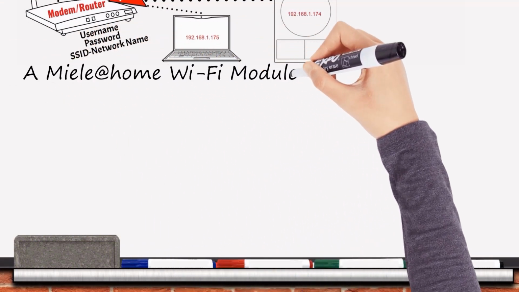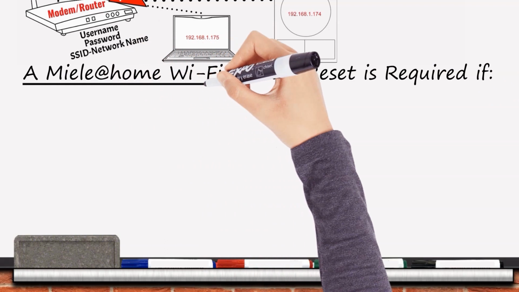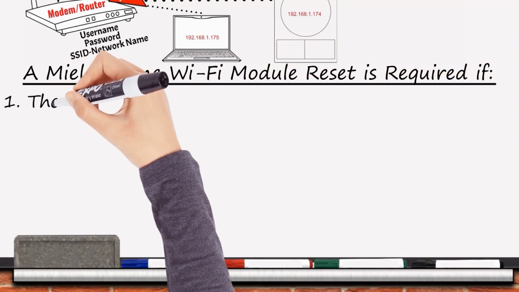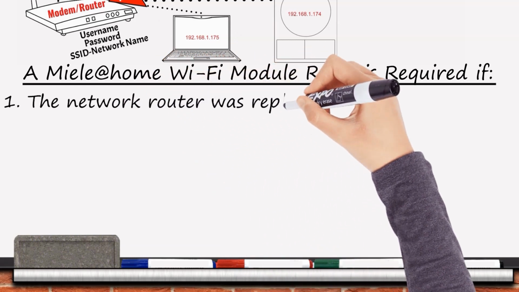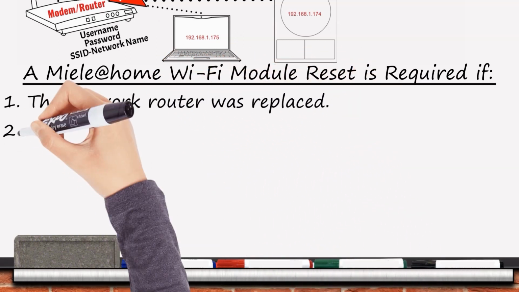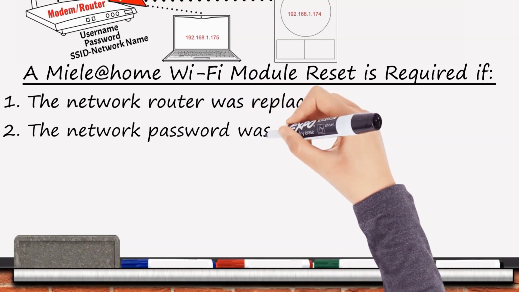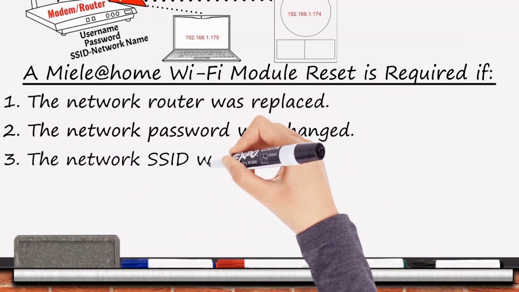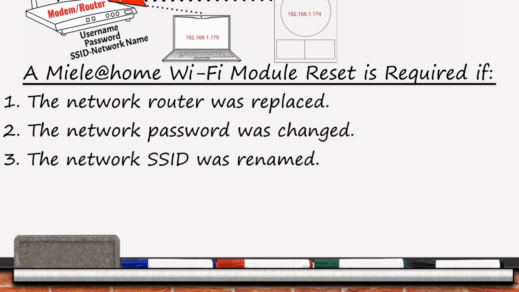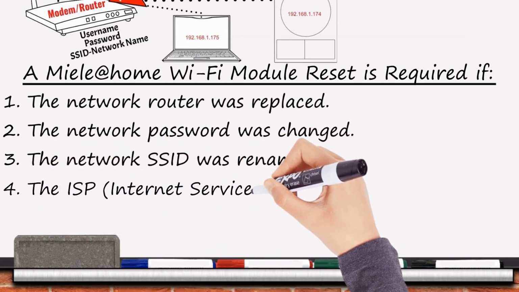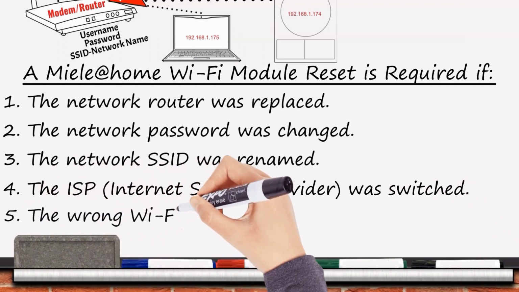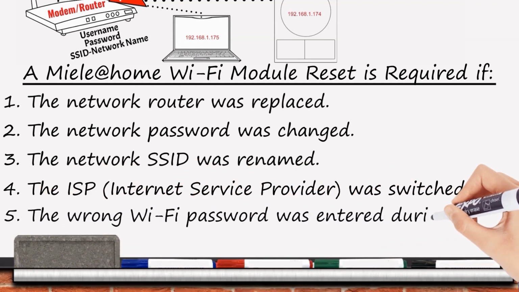This Miele at Home Wi-Fi module reset is required if the network router was replaced, the network password was changed, the network SSID was renamed, the ISP, Internet Service Provider, was switched, or if the wrong Wi-Fi password was entered during setup.